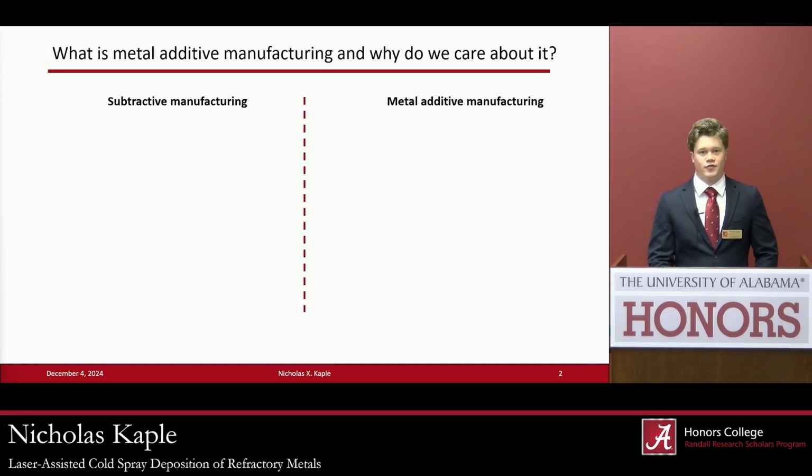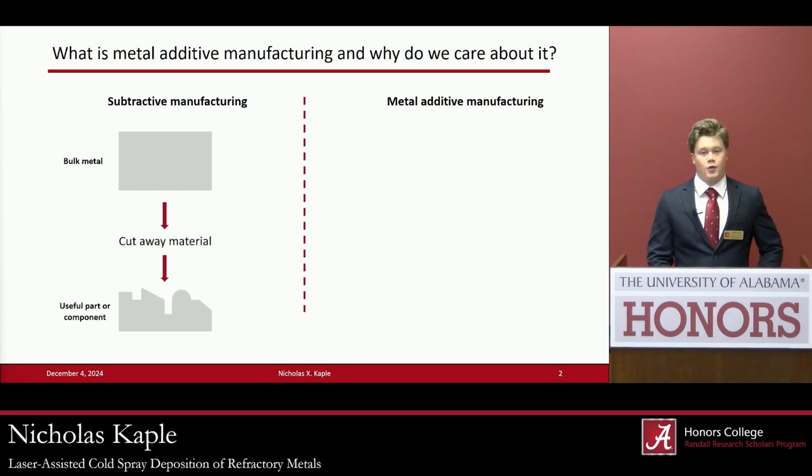To understand this project, we first have to ask the question, what is metal additive manufacturing and why do we care about it? So the easiest way to understand this is to talk about the opposite of additive manufacturing, which is subtractive manufacturing. In subtractive manufacturing, we take a bulk metal like this, bigger than the part that we want to make. We then cut away material and we end up with a useful part or component.